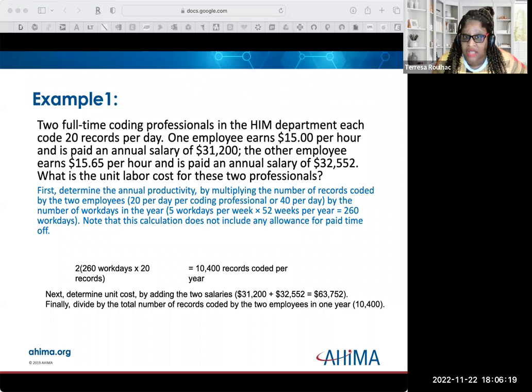Then we determine the unit cost, right? So we add the two salaries. You have your 31,200 plus 32,552 equaling 63,752. Finally, we divide by the total number of records coded by the 2 employees in 1 year. Your unit labor cost is 63,752 divided by 10,400, giving us a $6.13 per record unit cost.